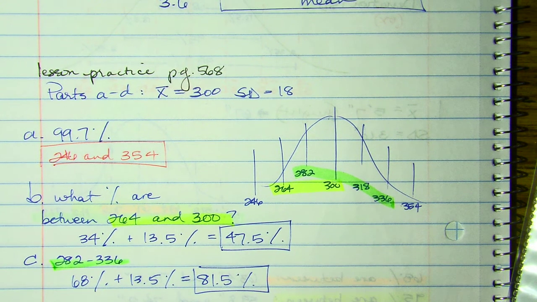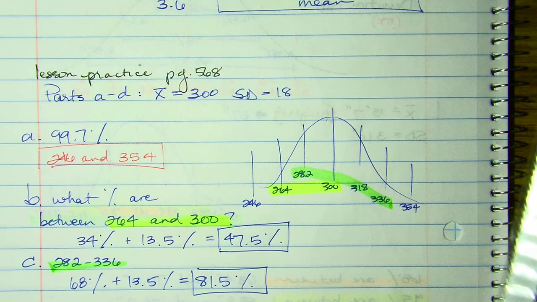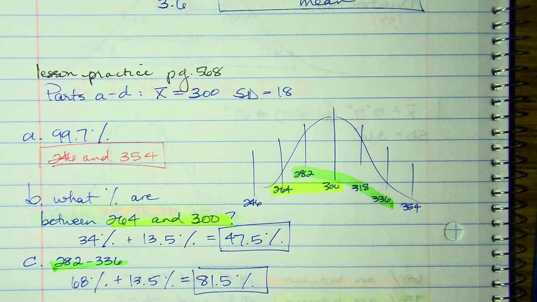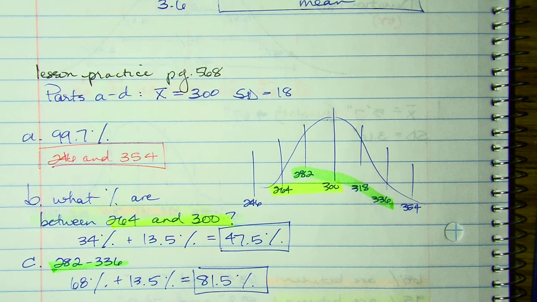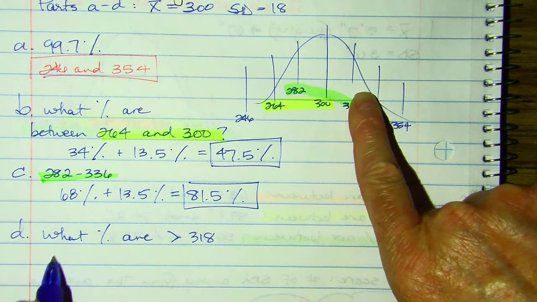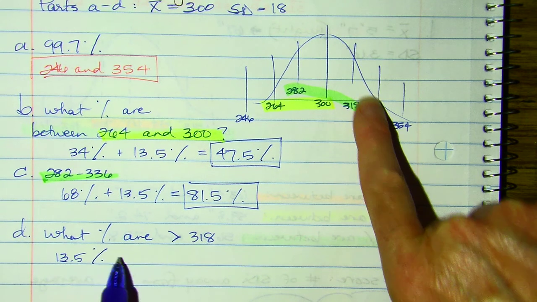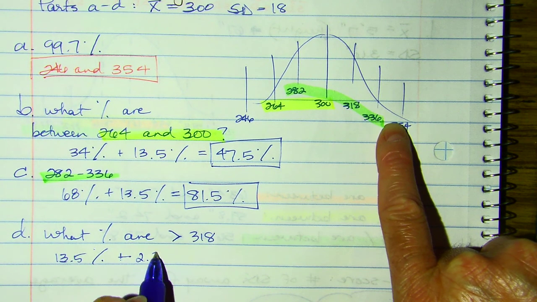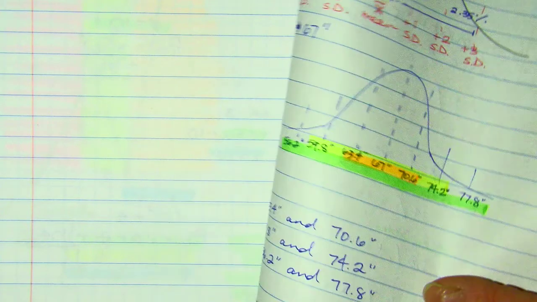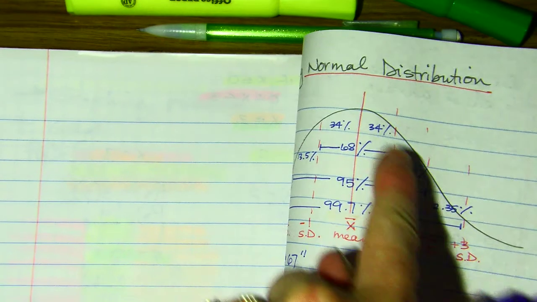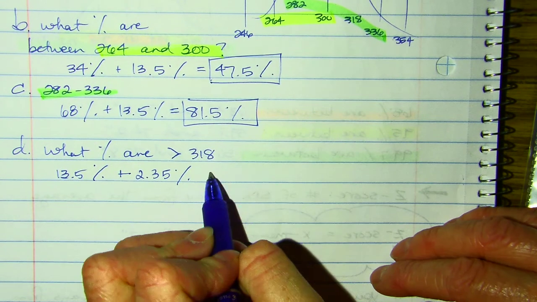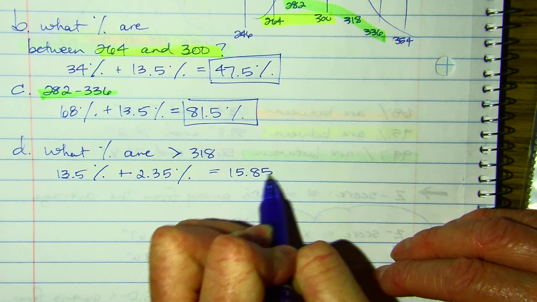And then part D, what percent are greater than 318? Okay, so after 318, this section right here is 13.5%. And this last one I wrote down was 2.35%. If you're wondering where I'm getting these numbers, it's from that first one I drew. See, those little percents are drawn. And if you add those two together, the percent is 15.85%.